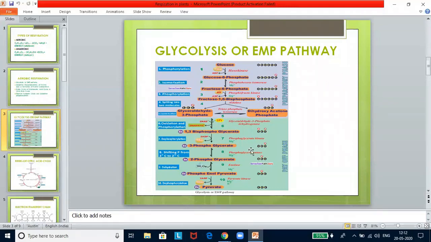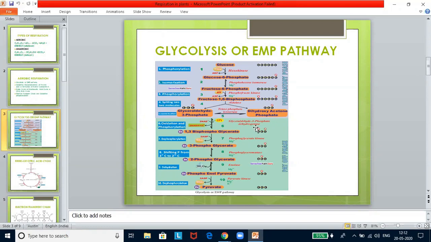The process by which glucose is broken down, that is glycolysis, glyco is glucose, lysis is breaking. So the process by which glucose is broken down into two molecules of pyruvic acid is called glycolysis. Three German microbiologists, Embden, Meyerhof, and Parnas, first demonstrated this process in yeast cells. Hence, it is also known as the EMP pathway. It occurs in the cytoplasm. Glycolysis is common to both aerobic respiration and anaerobic respiration. It is common to all organisms.